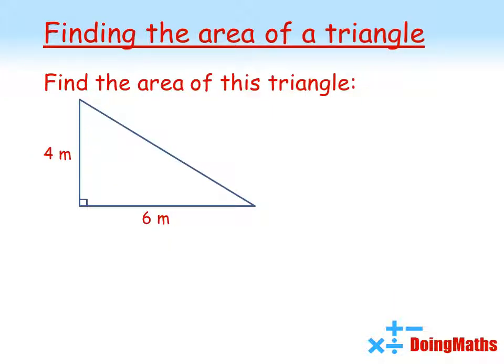Now how can we use that to find the area of a triangle? So here we have a triangle. It's got a base of 6 metres and it is 4 metres tall. Note that it's a right angled triangle, that's very important.